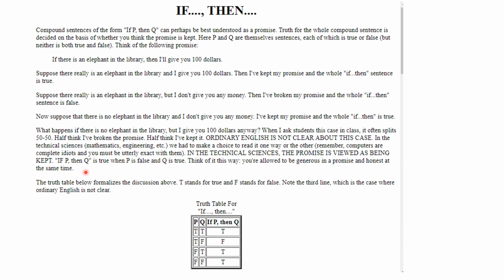So if P, then Q is true when P is false and Q is true. And so think of it this way. You're allowed to be generous in a promise and honest at the same time. The truth table below formalizes the discussion that we've had above. T stands for true and F stands for false. And note the third line is the case where ordinary English is not clear. But you see, if P, then Q is false only when a true implies a false.